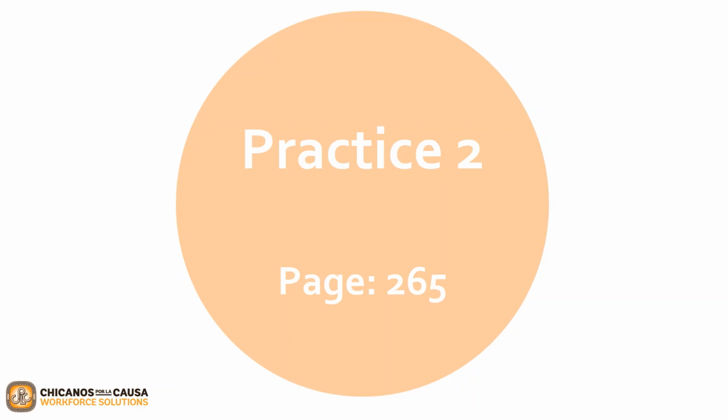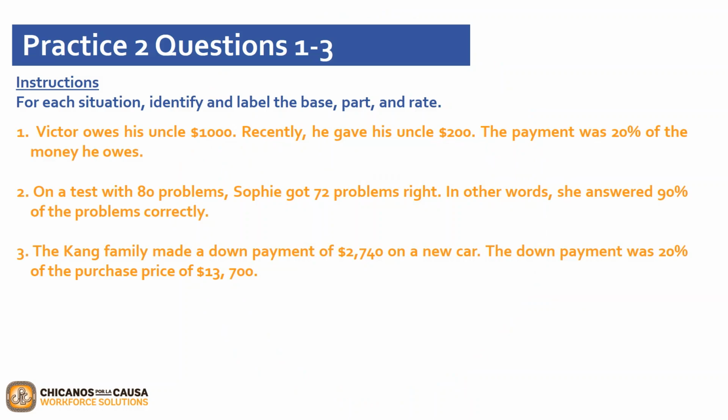Now that we've finished learning about percents, let's proceed to practice 2, found on page 265. For our second practice questions, we're going to identify and label the base, part, and rate for each situation. At this time, you may go ahead and pause the video to read and complete practice questions A, 1 through 3. We'll review them together afterwards. Click play when you're ready to continue.